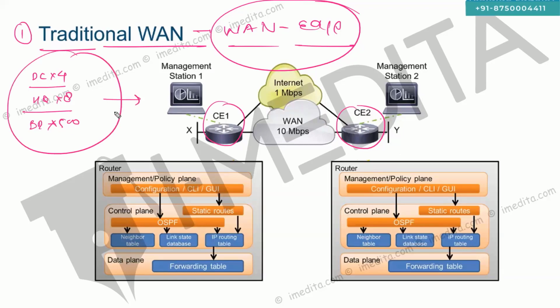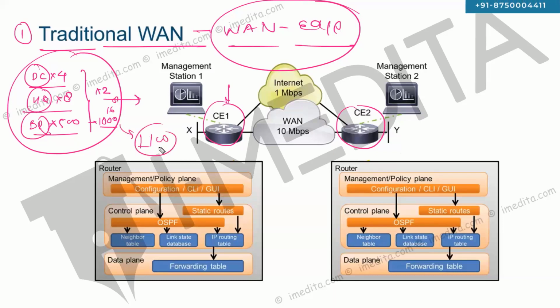And in every data center, every headquarter, every branch, let us assume that at least 2 devices are there at the WAN edge, to provide connectivity from the data center, the headquarter, and the branches to the other devices. So that gives us a lot of devices: 500 branches, 2 devices in every branch, so it is going to be 1000 devices. 8 headquarters, and in every headquarter at least 2 devices, so 16. So approximately 1000 to 1100 devices are there.